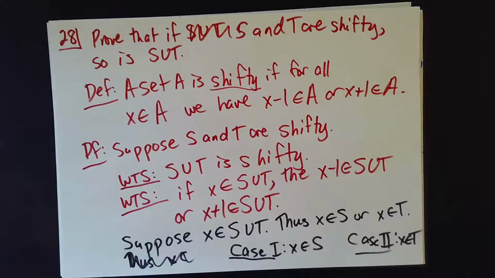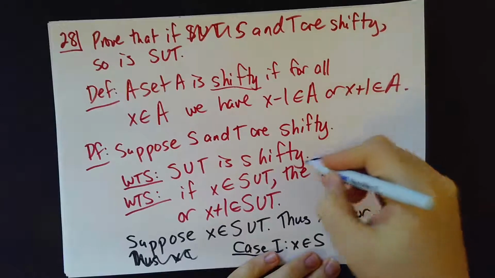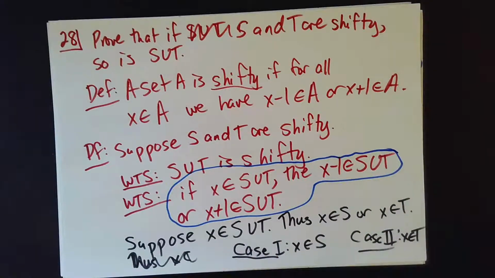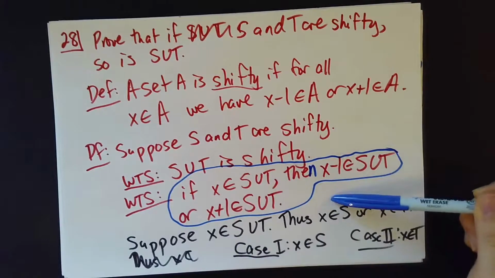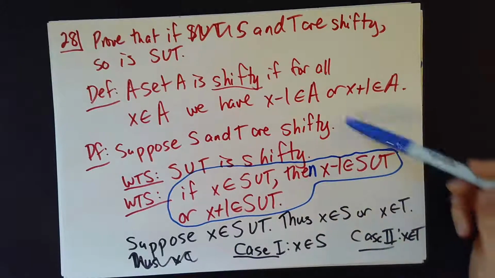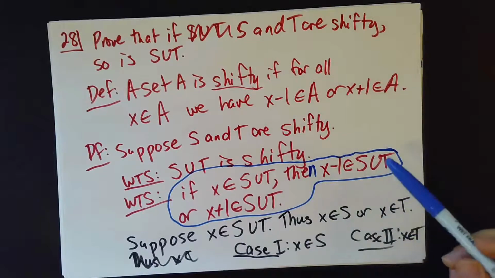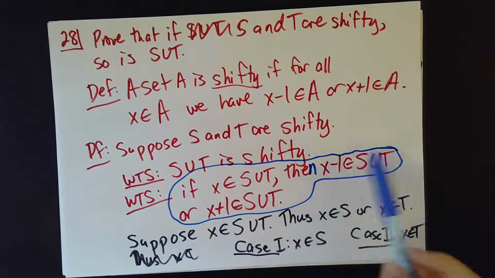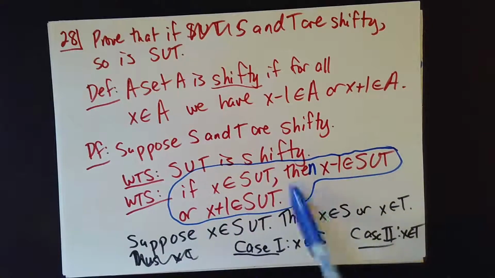How did I know to suppose x was in S union T? I knew because when I wrote out the definition of shifty, it was this. Oh, there's an n missing here. So this is just verbatim the definition, spelled out, or almost verbatim. And so this is an if-then statement. The way I prove an if-then statement is to suppose the if part and get to the then part.